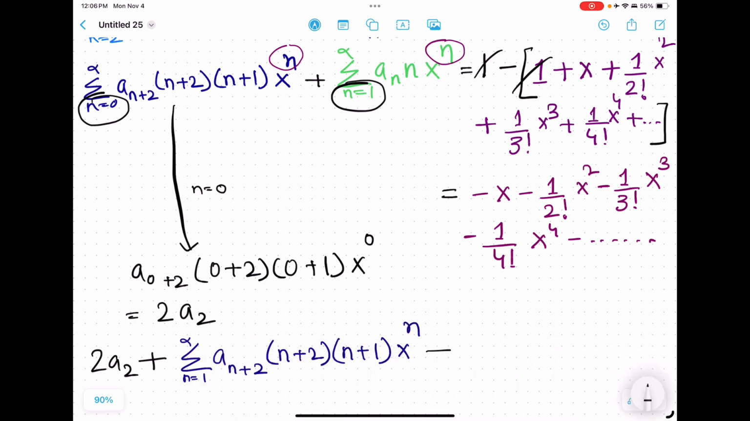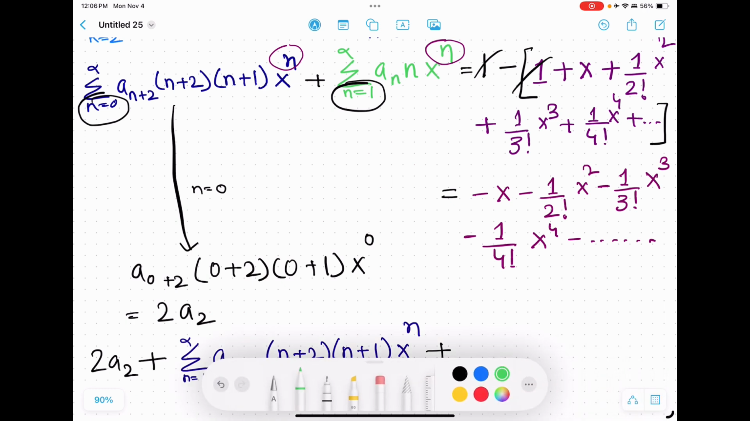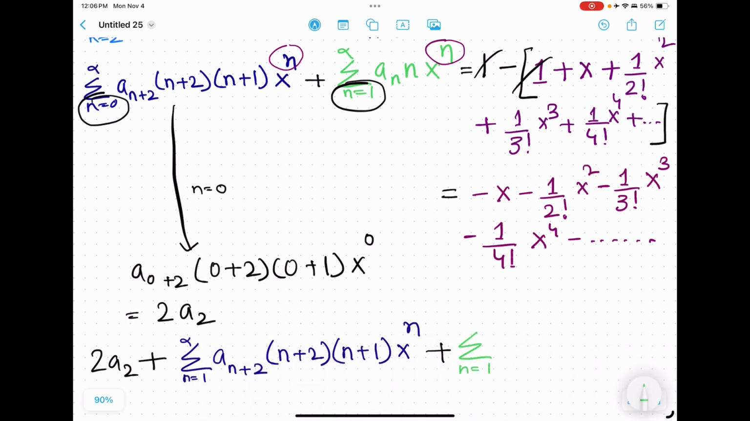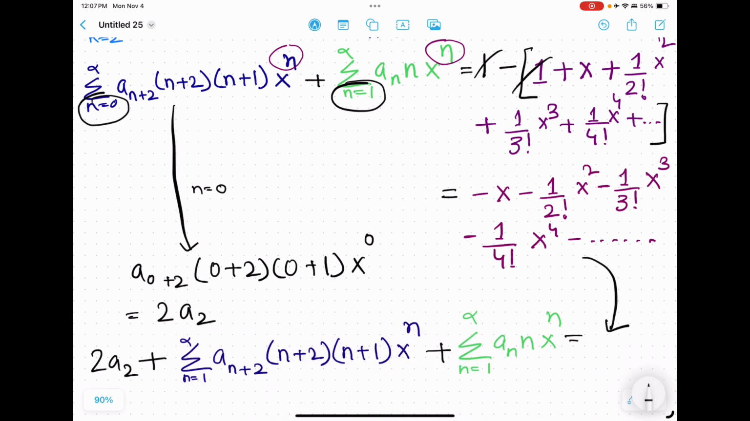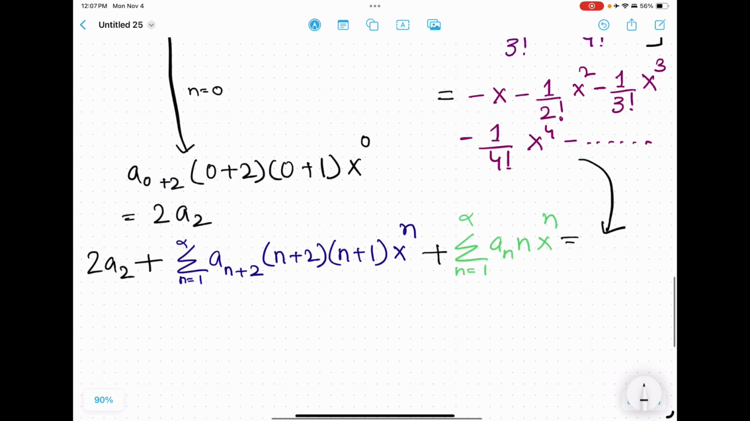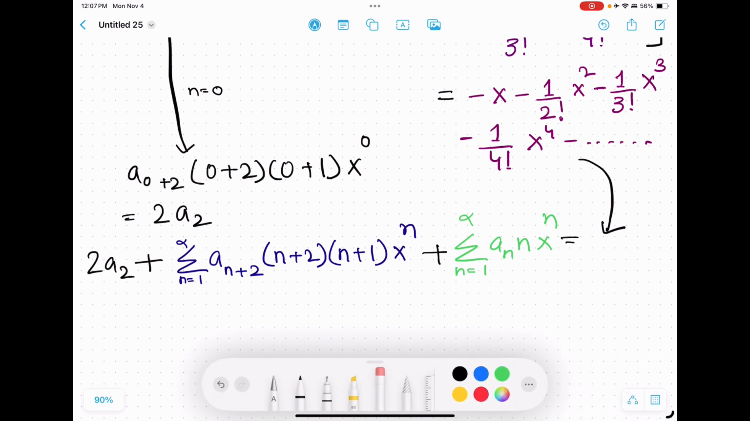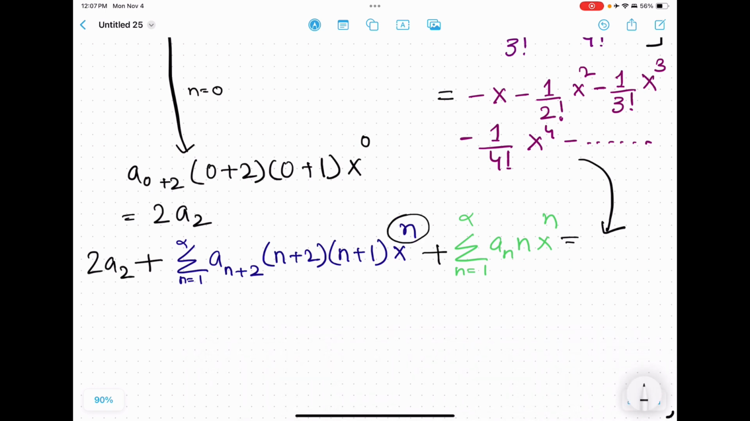And then I have my plus, summation n equal to 1 to infinity a sub n times x to the power n. And then I have whatever I have at my right. I'm not writing this out for now because we already know what's going to be on our right-hand side. I can see that my exponents match. Right now they have the power n, and they also have the same starting index, which means I can combine them into one.